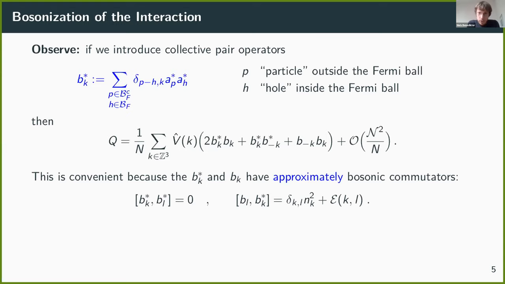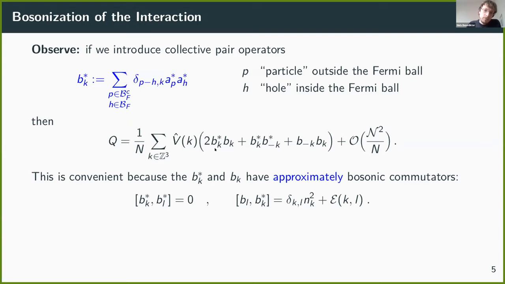That is where bosonization comes in. So basically, it's first of all a simple observation that if you introduce these operators B star k, which combine the creation of a particle outside the Fermi ball and a hole inside the Fermi ball with relative momentum k, then the transformed interaction has this simple form written here. It's quadratic in terms of these collective pair operators up to some small error terms. So we're already very close to the goal.